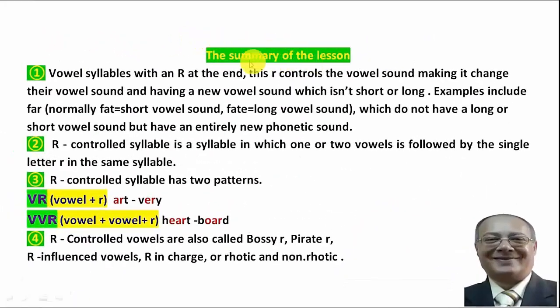The summary of the lesson. R-controlled syllables are vowel syllables with an R at the end. This R controls the vowel sound, changing it to a new vowel sound, which isn't short or long. Examples include far, not like fat, short vowel sound, or fate, long vowel sound. These do not have a long or short vowel sound, but have an entirely new phonetic sound.